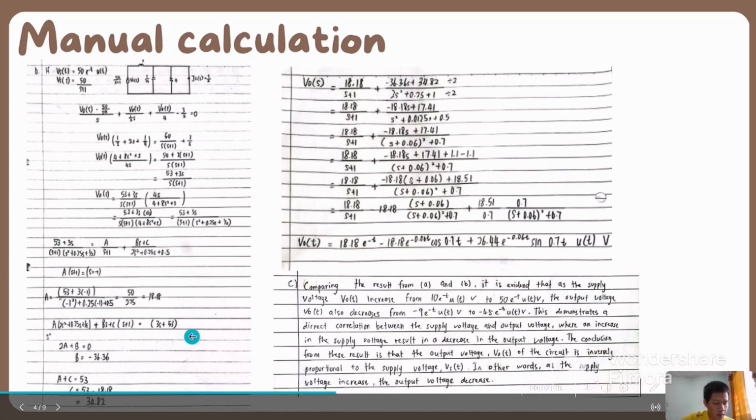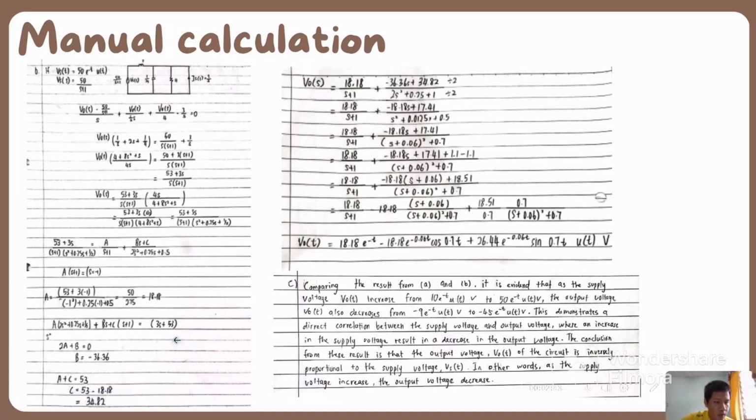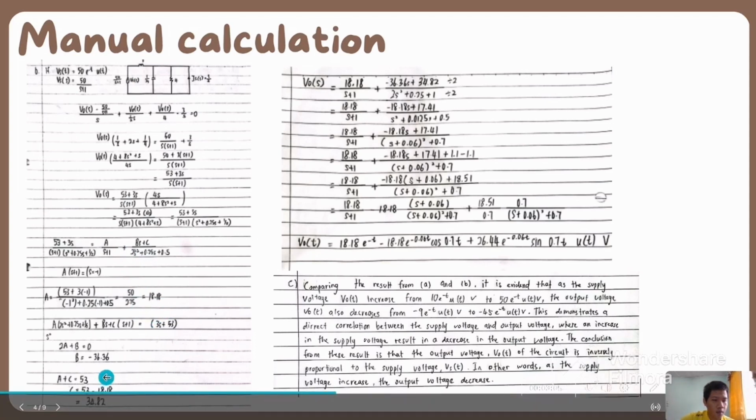And then for the C, we use the value from A, 18.18, and then we minus the 53 from the equation and then we will get the value for C, which is 34.82.